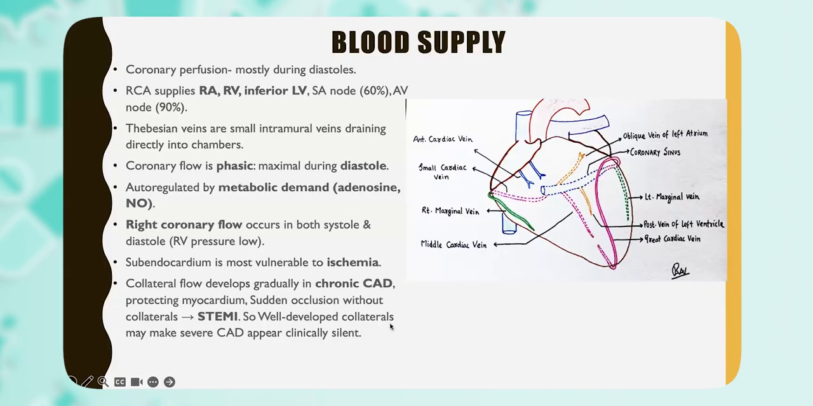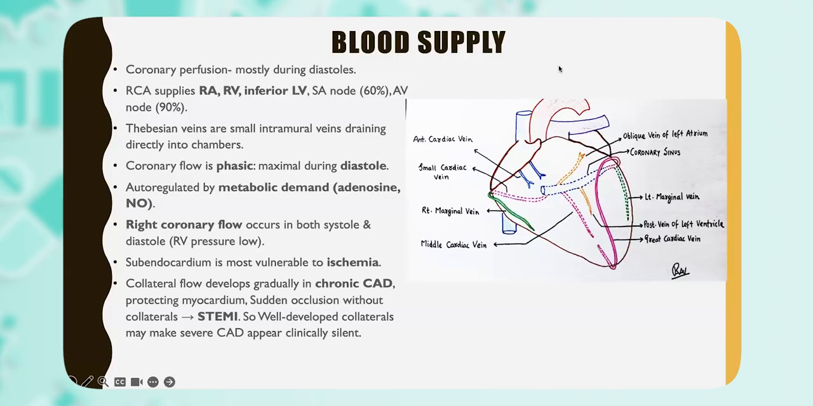Collateral flow develops gradually in chronic CAD, protecting myocardium. Sudden occlusion without collaterals causes STEMI. So, well developed collaterals may make severe CAD appear clinically silent, which is why very old patients with multiple risk factors will not suddenly die even when a STEMI happens. But the mortality in young patients with a single epicardial vessel block is much higher because they did not have severe coronary artery disease before. They did not get time to develop collaterals. So their mortality is much higher than the older patients.